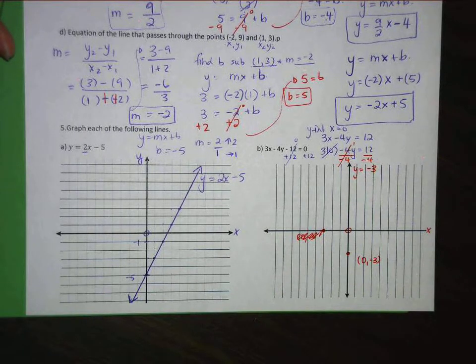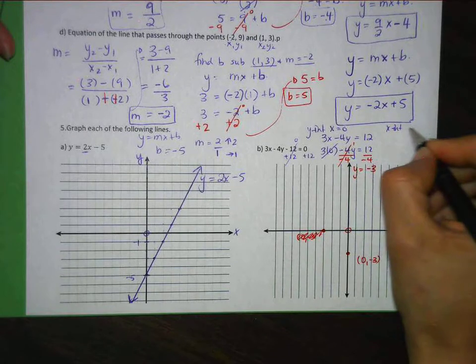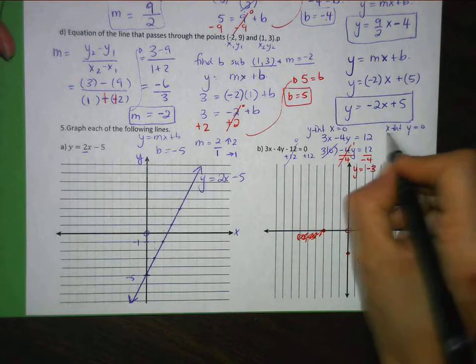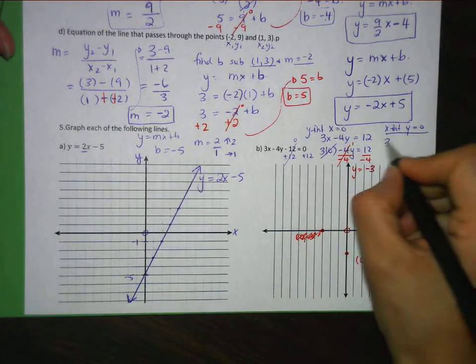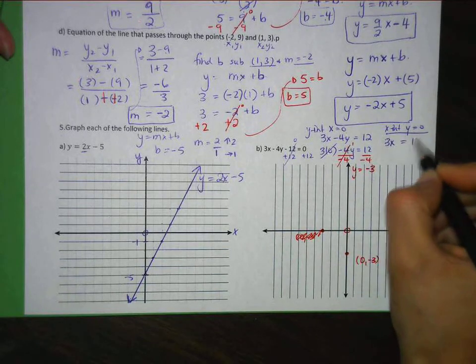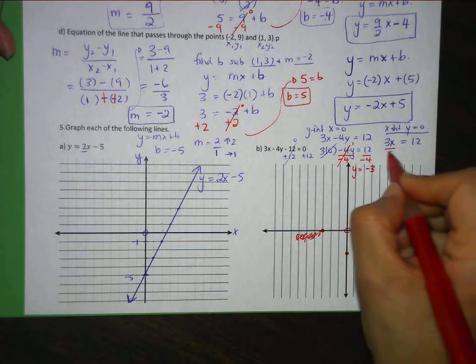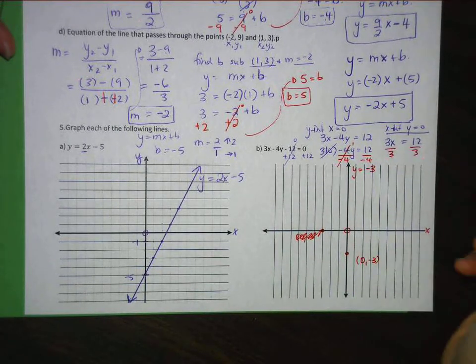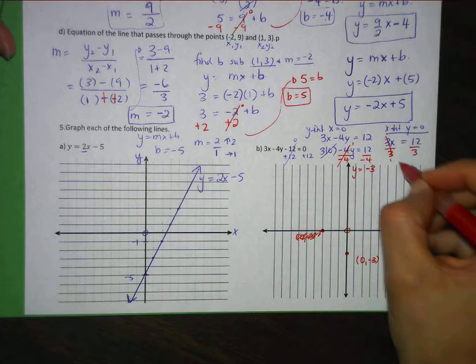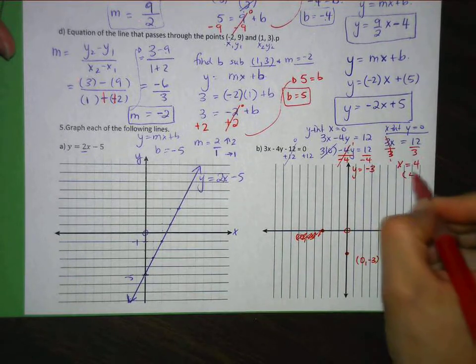So now I'll do the x-intercept. The x-intercept is when y is equal to 0. So I put in y is equal to 0, so 3x, but what happens is that whole term just disappears. So I'm just left with 3x equals 12. Divide both sides by 3. 3 divided by 3 is 1. I'm left with x is equal to 4. So that point is 4, 0.